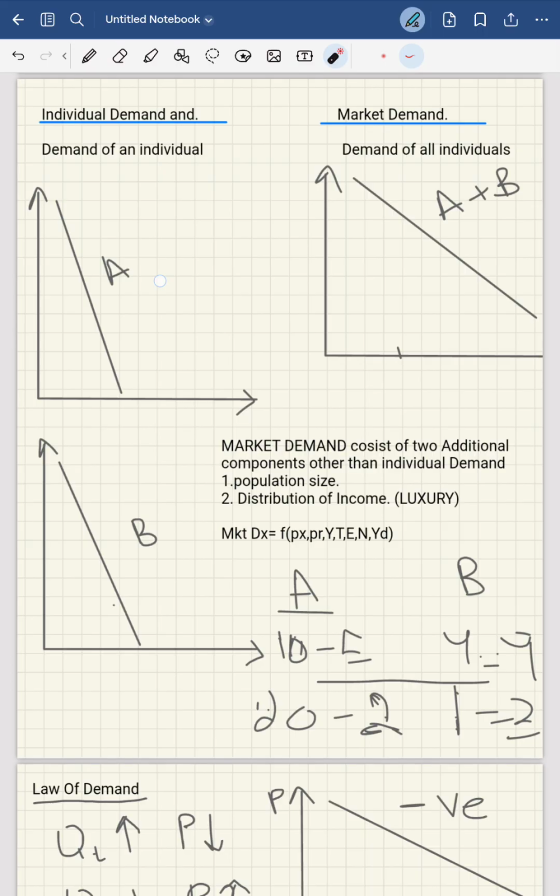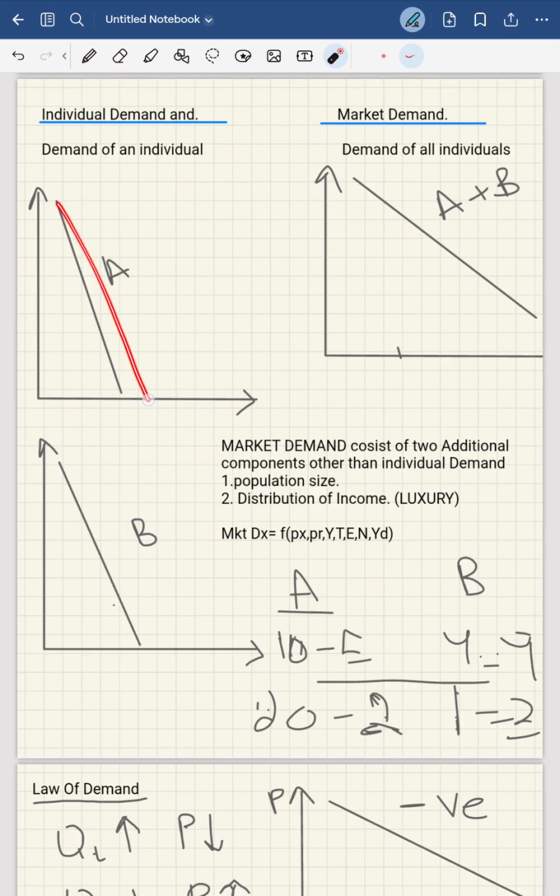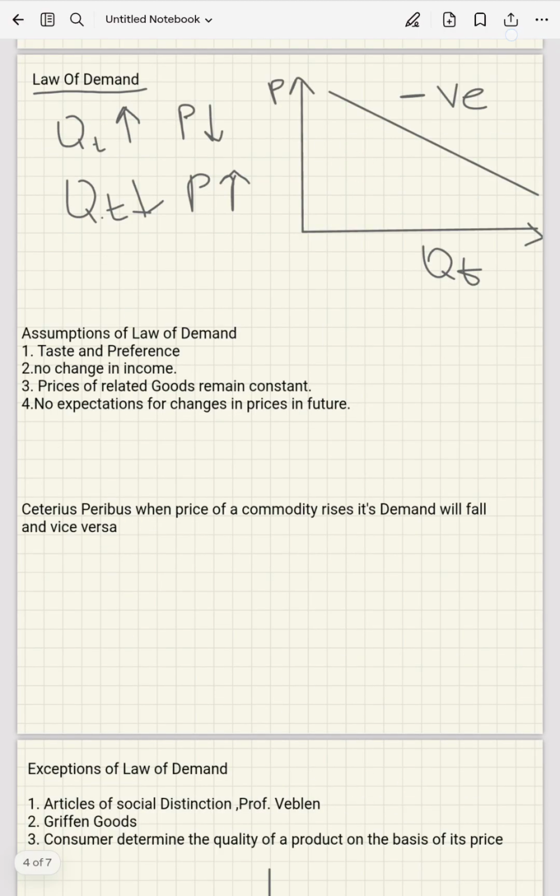understood? Why is market demand known as horizontal summation of individual demand? Look, here it is very steep and this is also steep. When we add up both curves, we get a flatter line. It is the horizontal summation of both lines.